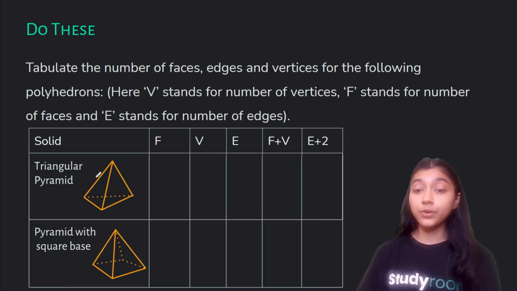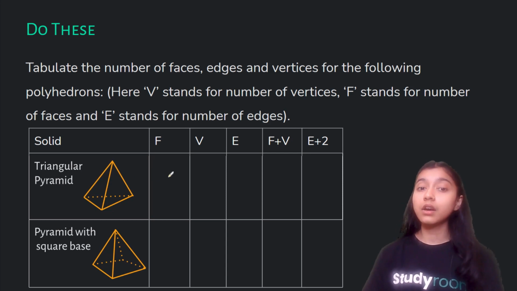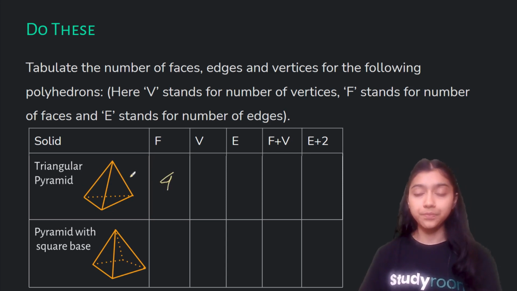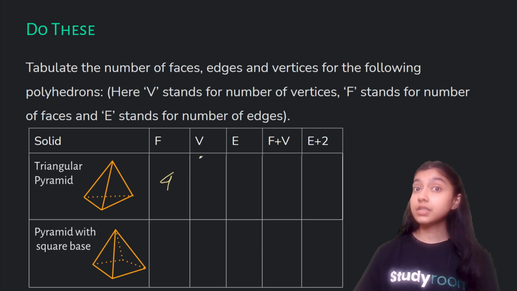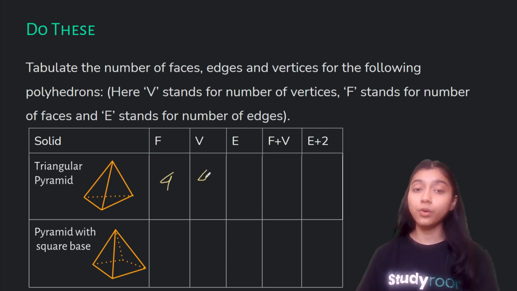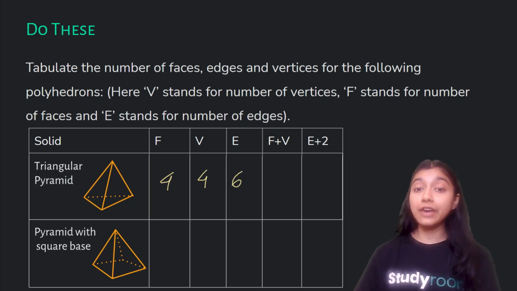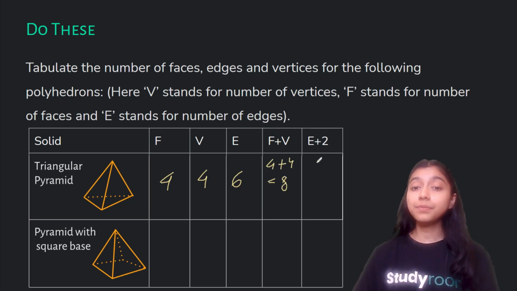So in a triangular pyramid, the number of faces is 4. I hope it's very evident from the figure. Now the number of vertices in a triangular pyramid is again 4. And the number of edges that a triangular pyramid has is 6. Now when we add up F plus V, we get 4 plus 4, that is equal to 8. And when we add up E plus 2, we get 6 plus 2, that is again equal to 8.